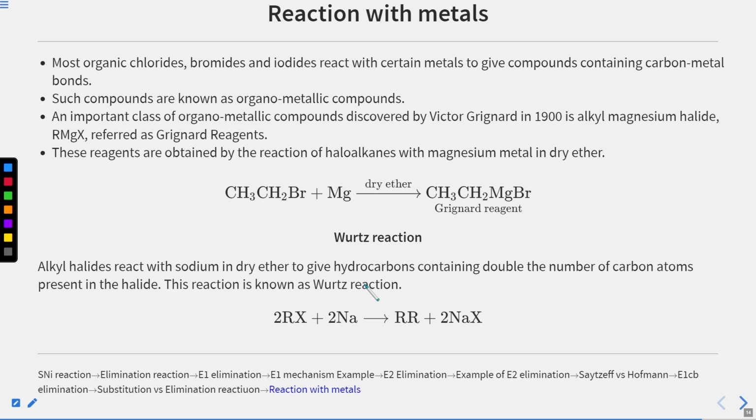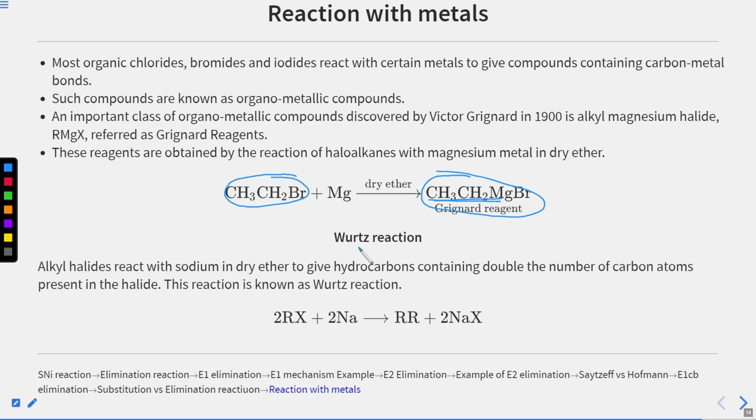Now last is the reaction with metals. So most of the organic chlorides, bromides and iodides react with certain metals to give compounds containing a carbon-metal bond. So here is a reaction of it. It is a very important reaction. You will see this reagent being used throughout organic chemistry, that is called the Grignard reagent.